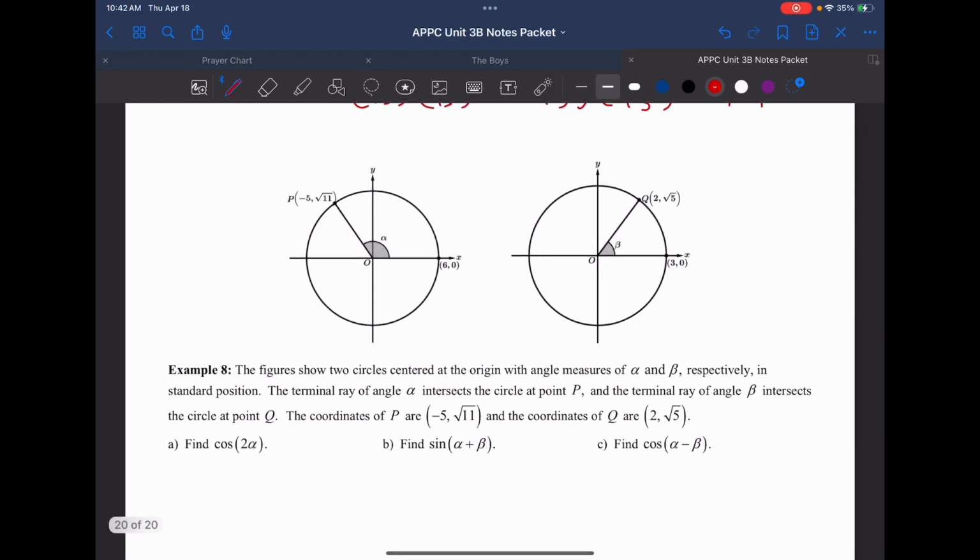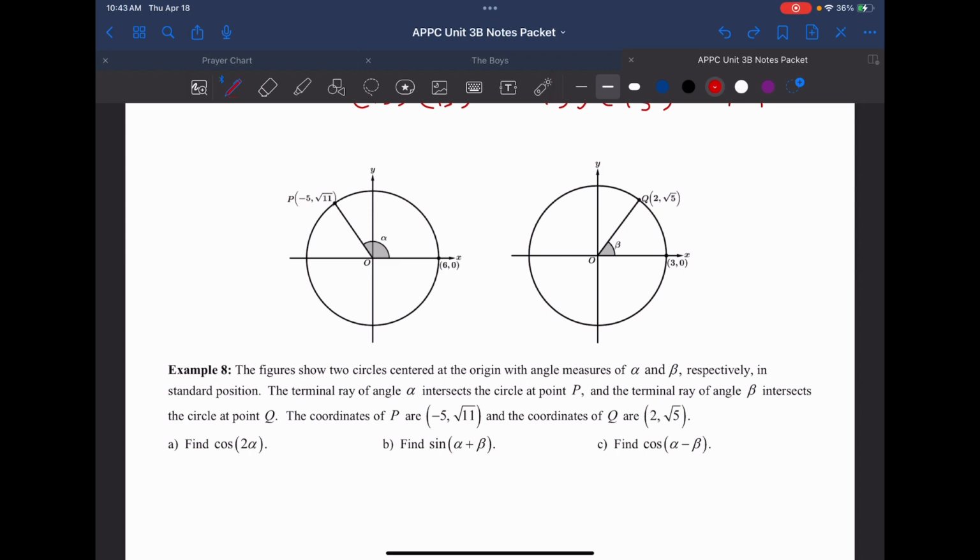And then our last example, we have the figure showing 2 circles centered at the origin with angle measures of alpha and beta respectively. In standard position, the terminal ray of angle alpha, which is right here, intersects at point P, and the terminal ray of angle beta intersects at point Q here. The coordinates of P are -5 and the square root of 11, and Q is 2 and the square root of 5. Okay, this ought to be interesting here.